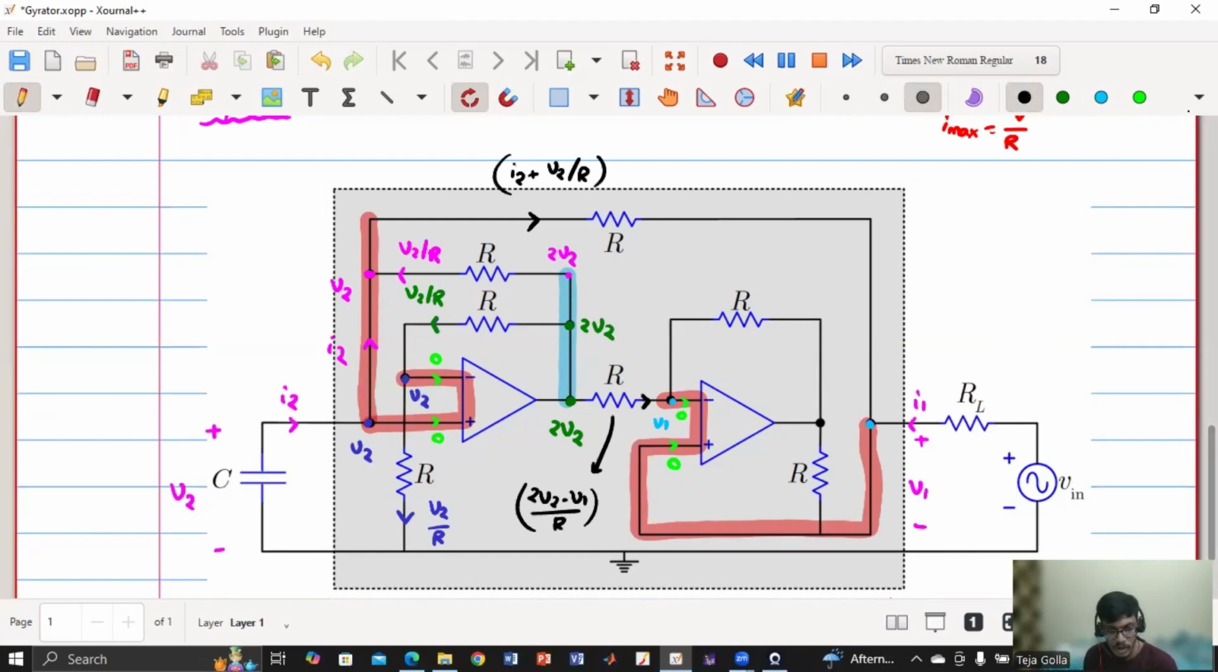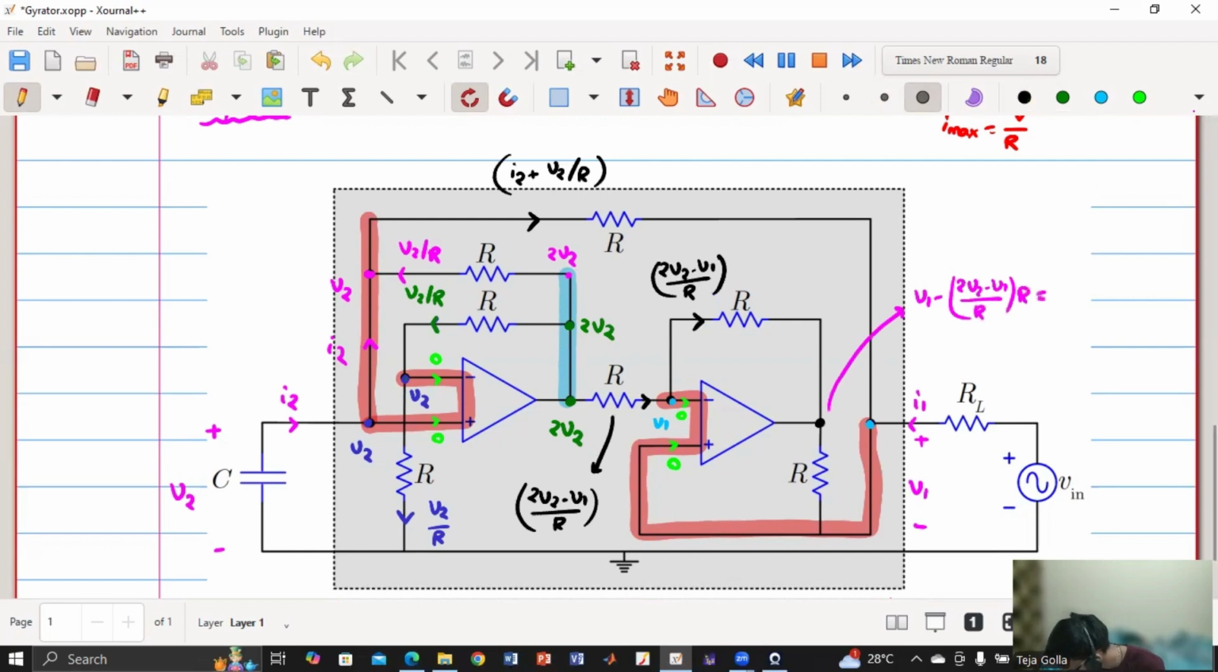As this current cannot enter the op-amp, the entire current will flow in this resistor, which is 2V2 minus V1 by R. Now V1 is at a higher potential and this is at a lower potential. And what will be the value of this potential? I will get something like this: V1 minus (2V2 minus V1) by R times the resistor value R. So this potential is 2V1 minus 2V2, right?